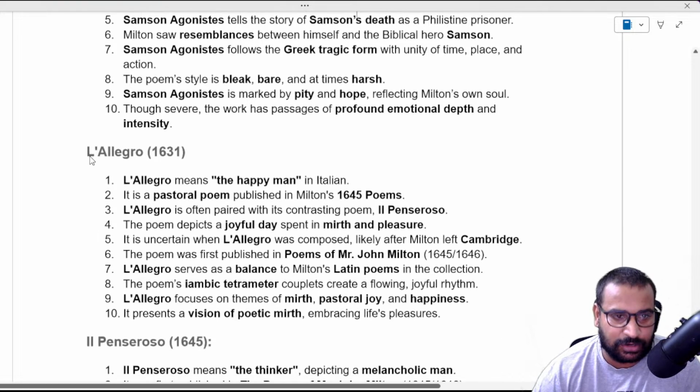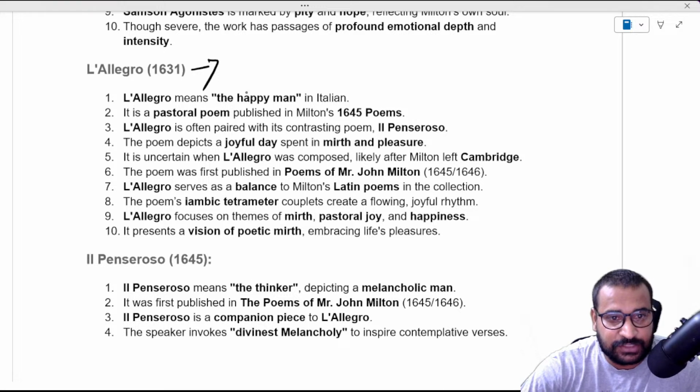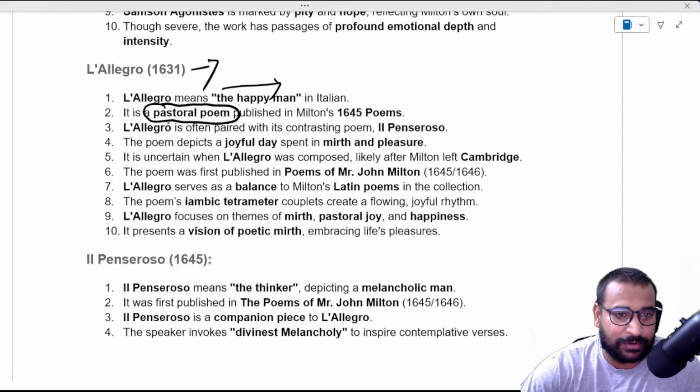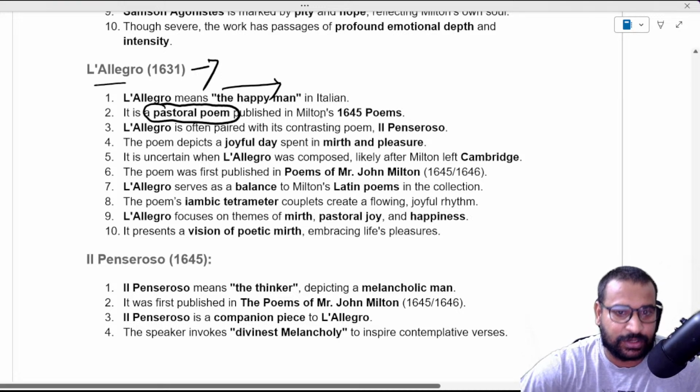But first, we'll talk about L'Allegro and what kind of questions they ask in your exam also. So it means what? The happy man. And remember, pastoral poem. They have asked a question very recently about which one of the poems by Milton is a pastoral poem, and the answer is L'Allegro, pastoral poem, 1645.